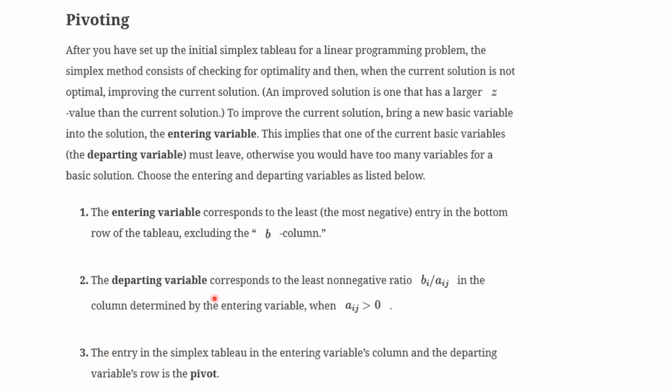function. The departing variable corresponds to the least non-negative ratio. This is b_i over a_ij in the column determined by the entering variable. And the only time this is going to happen is when a_ij is greater than 0, because otherwise that will be negative. The entry in the simplex tableau in the entering variable's column and the departing variable's row is how we will pivot. We will pivot to bring the entering variable into the basis by eliminating the departing variable. That's why we call it pivoting.